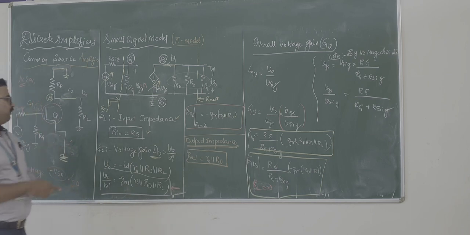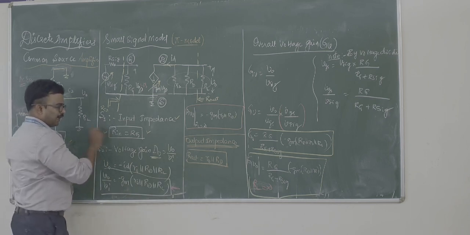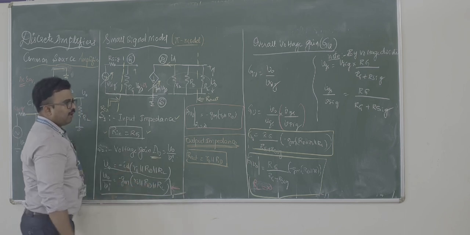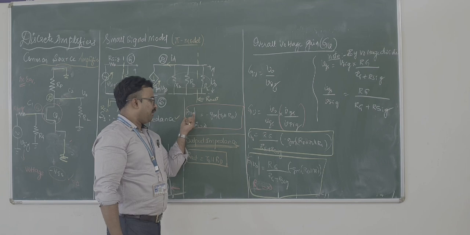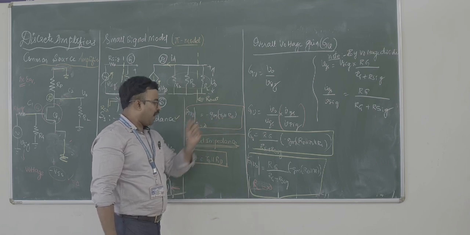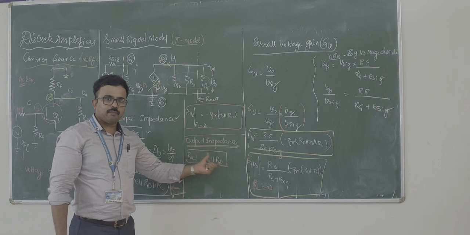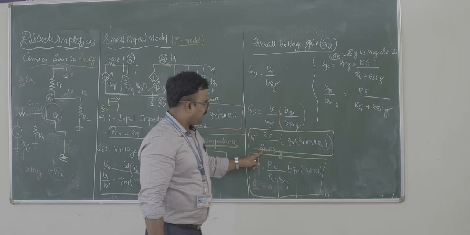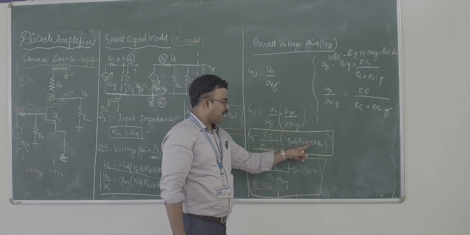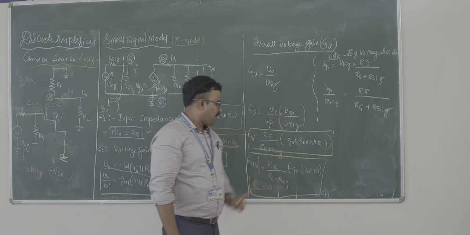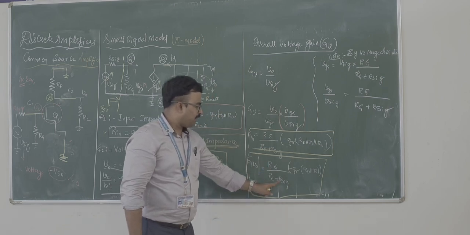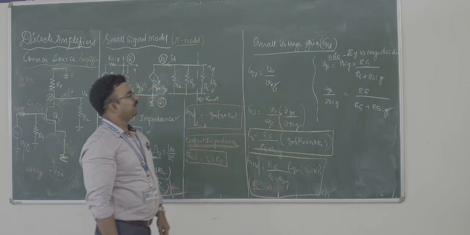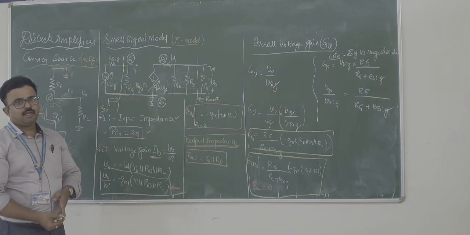So to quickly review, the input impedance of this circuit is RG. Voltage gain is minus gm r0 parallel RD parallel RL. Open circuit voltage gain Av0 is nothing but minus gm r0 parallel RD. Output impedance is r0 parallel RD. Overall gain is minus RG divided by RG plus Rsig into gm RD parallel r0 parallel RL. Without RL, it is RG divided by RG plus Rsig into minus gm into RD parallel r0. So r0 is nothing but VA by ID, which will be given in the numerical.